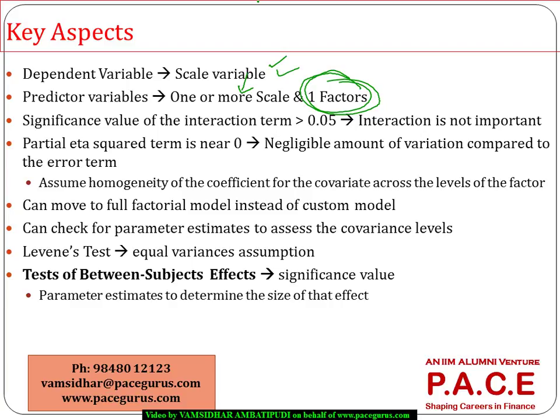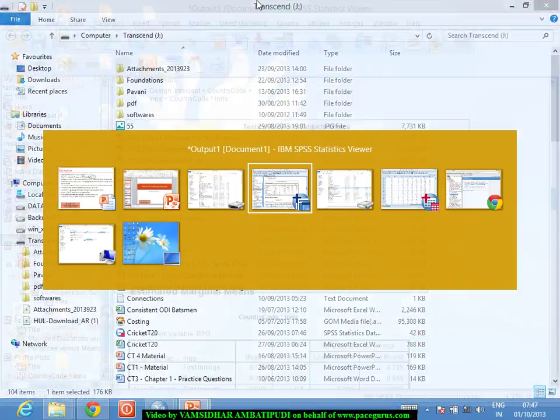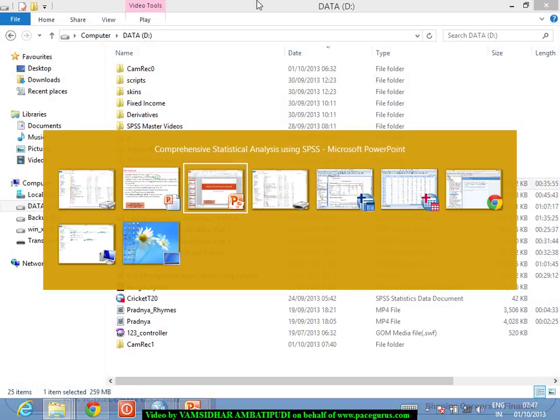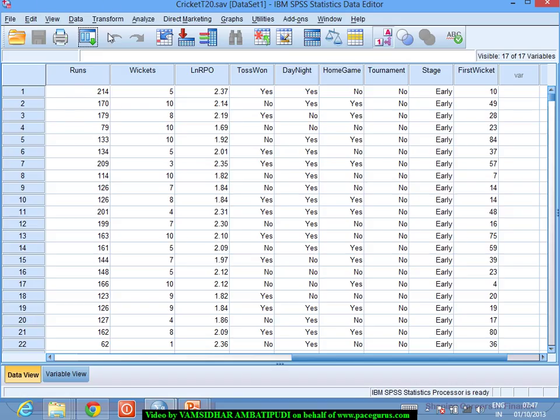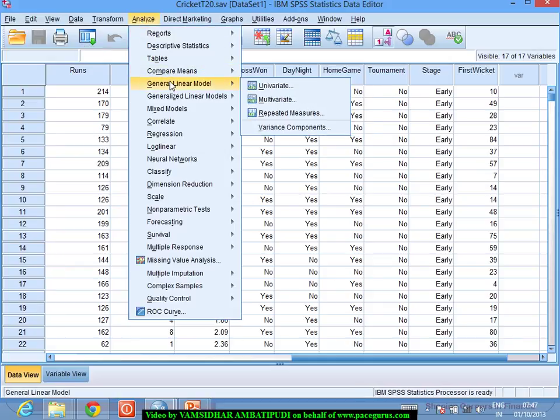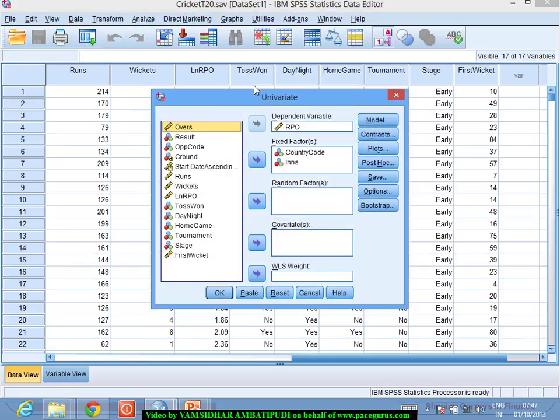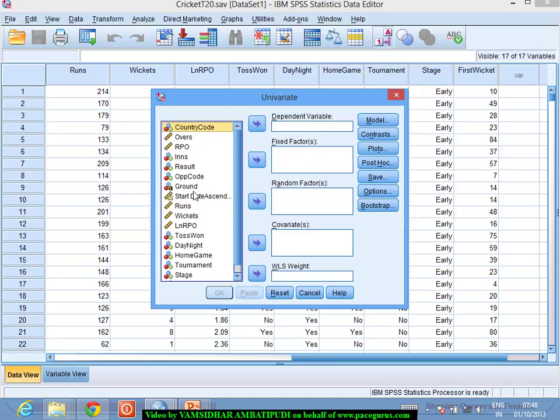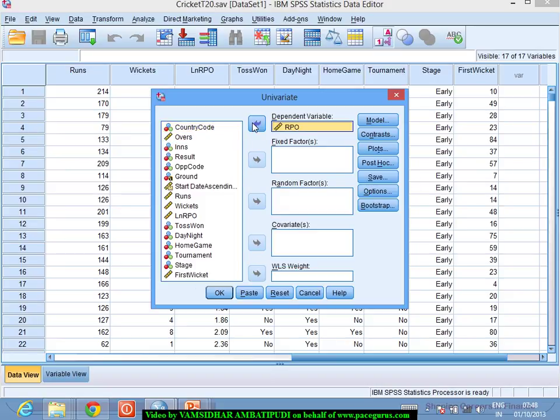So in our example, let's start off with the mechanism. In our data example, I will go to Analyze, General Linear Model, Univariate, and here I can reset all these things. Then I'll choose runs per over as the dependent variable, and as I said, one factor variable. So we wanted to see it based on home versus away.